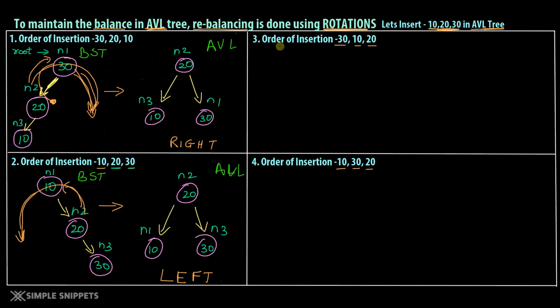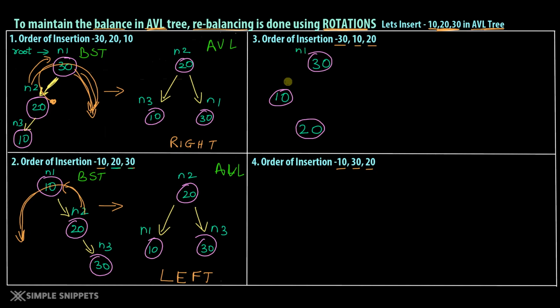Let's see scenario 3. Here we are inserting 30, 10 and 20. So let's insert 30. Then we are inserting 10. 10 is smaller than 30, so it has to be the left child. So I'll write 10 over here. And then we are inserting 20. 20 is smaller than 30, yes, so it will go to the left. But 20 is greater than 10, so it will be the right child of 10. So 20 has to be somewhere over here. Correct? Alright.